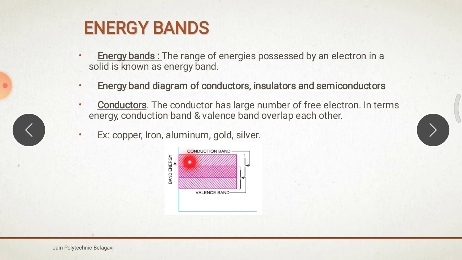You can see this is the conduction band. This is your valence band. So what is the valence band? The range of energies possessed by the valence electrons merge into each other to form a valence band. And which are the conduction electrons?